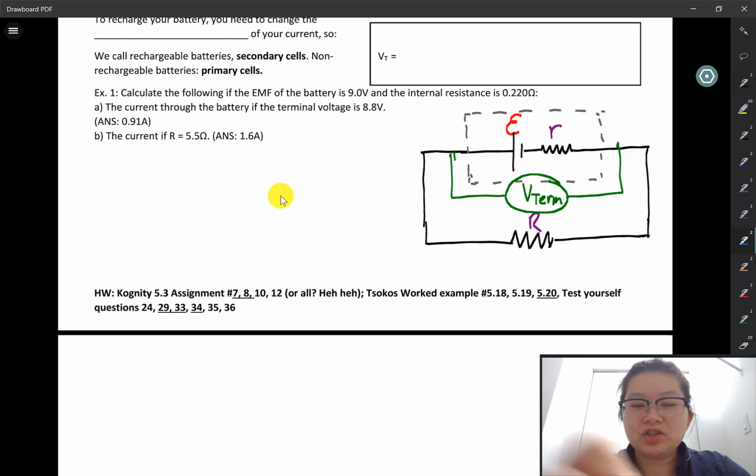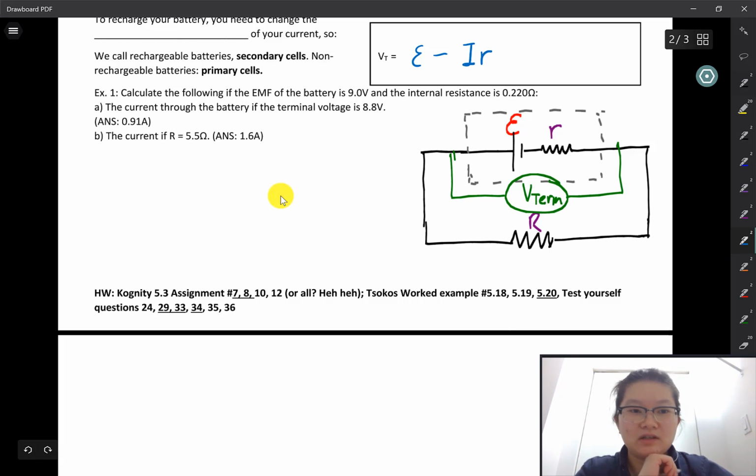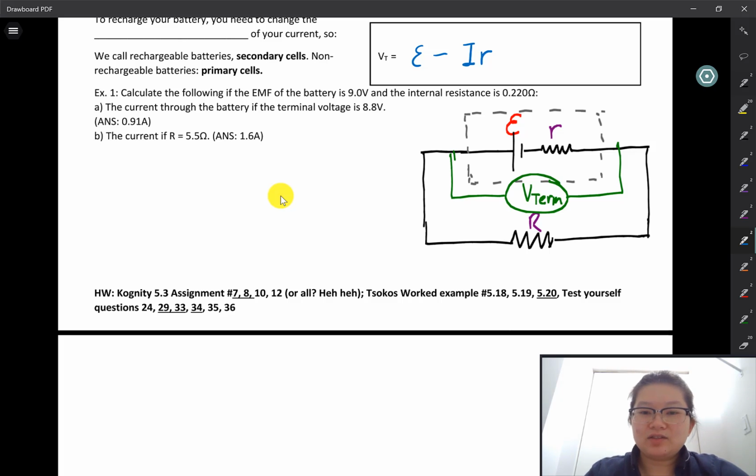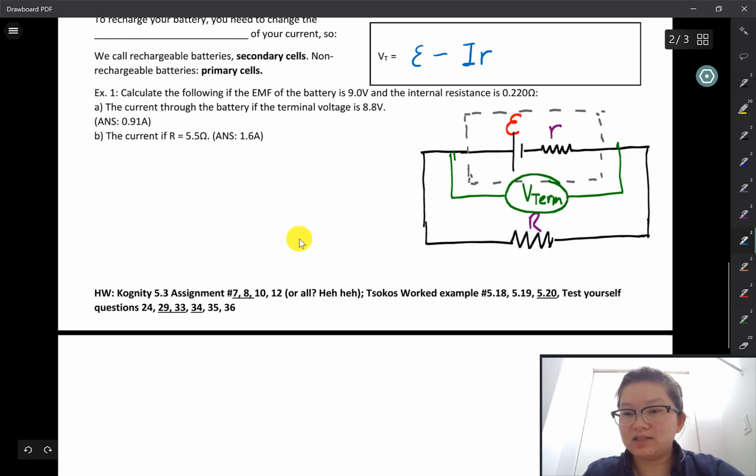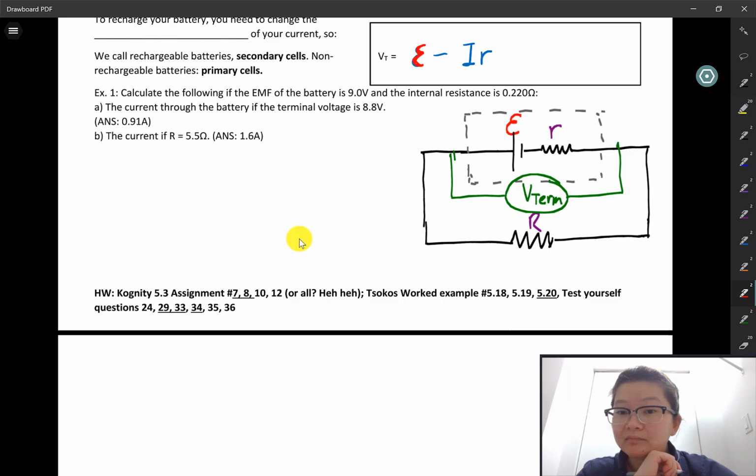The terminal voltage, here's our equation, equals epsilon minus I, the current, times r, the internal resistor. So let's take a look at this circuit here to show you what each of them represents. First of all, this is the EMF of the battery itself. So that is the total voltage supplied by the battery, not including what is depleted by whatever little internal resistance is inside the battery itself.